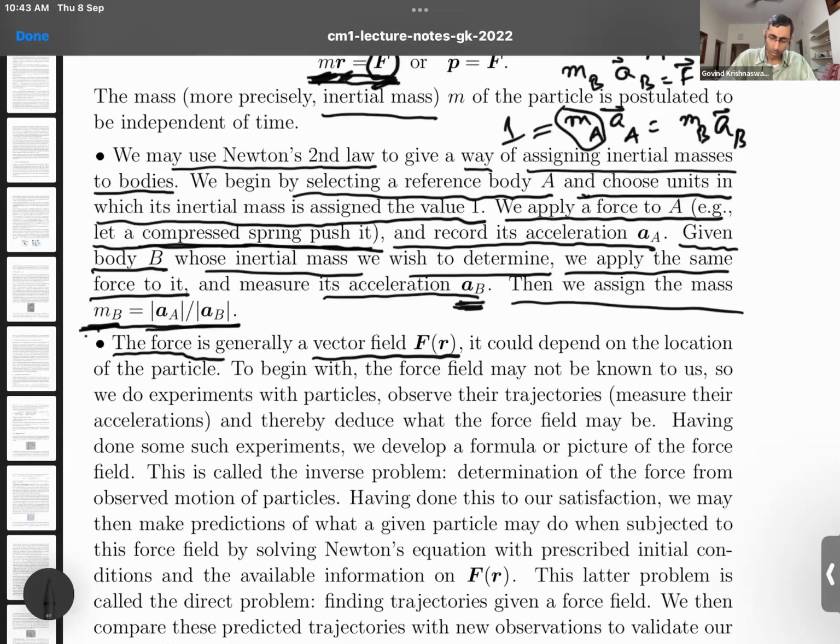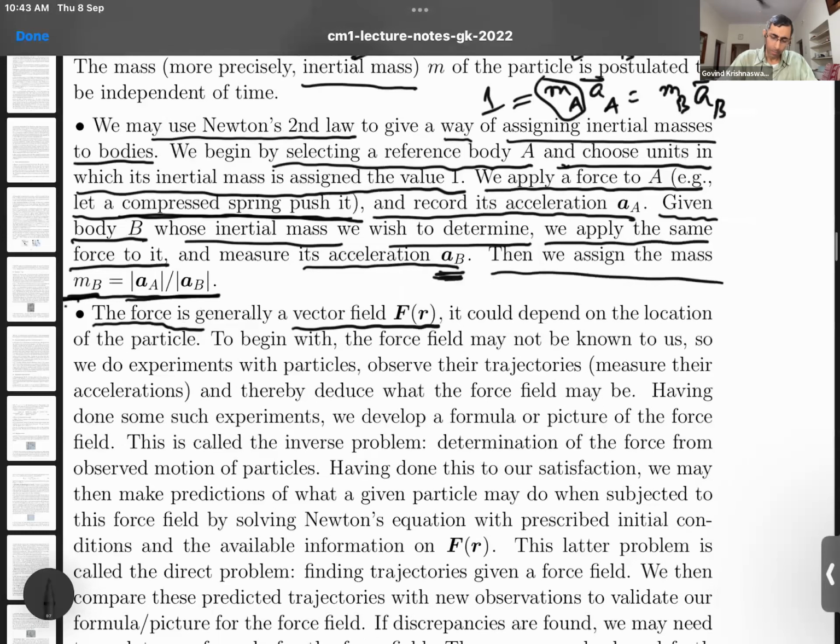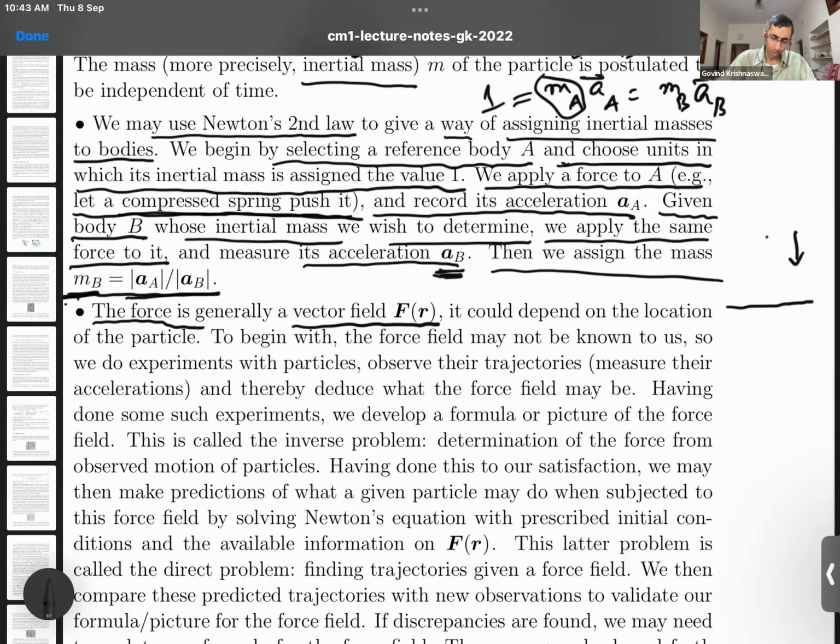Say this is the surface of my table. At different points, the gravitational force could vary. With height, it could vary. But in any case, it's a vector field, even if it doesn't vary very much. So it could depend on the location of the particle. Now, to begin with, the force field may not be known to us. I may not know what the gravitational field here is.